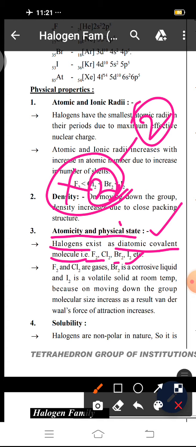Then comes their physical state. The physical state depends upon the van der Waals force of attraction, which depends upon surface area. More is the surface area, more is the van der Waals force of attraction. On moving down the group, atomic size and surface area increase, so van der Waals force of attraction increases, and the physical state changes accordingly.